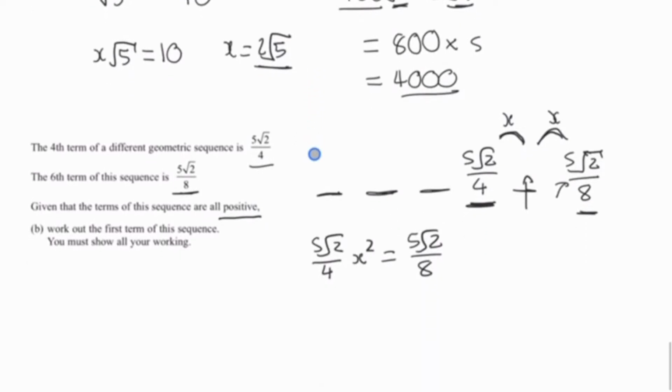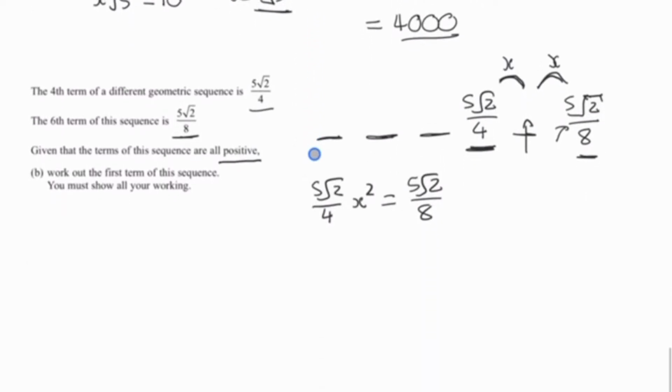If I scroll down here, now all we need to do is solve this for x. So how could we do this? First of all, we can multiply both sides by 8 to get rid of the fractions. On the left side we have 10 root 2 x squared, and on the right side we have 5 root 2. So we can divide both sides by root 2. That gives us 10x squared equals 5. Now you can divide both sides by 10 and you're left with x squared equals a half.